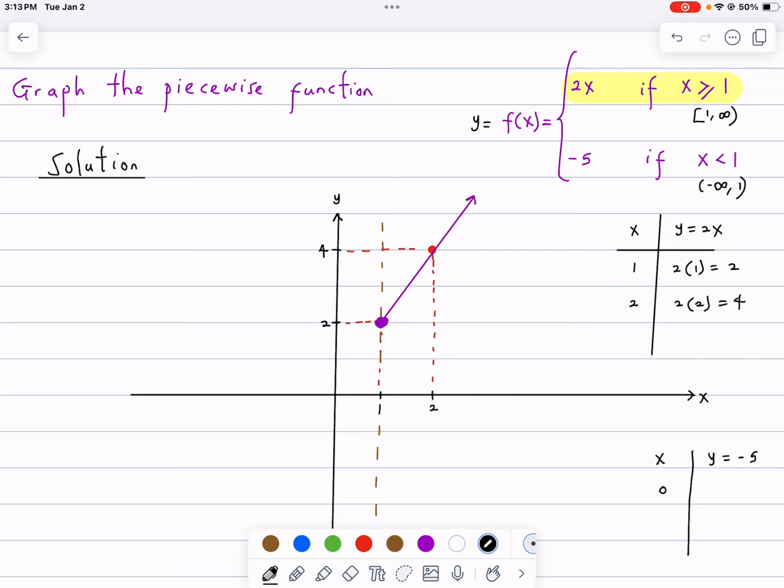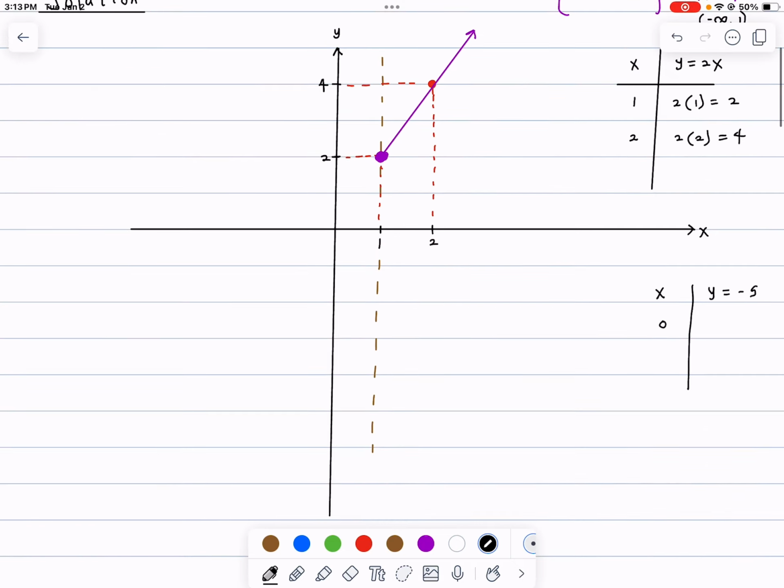So that means in that interval, 0 is in that interval, -1 is in that interval, -2 is in that interval. So I'm just going to take 0 and -1. If you look at this function, it is a constant function. There's no x. So when x is 0, my y is -5. When x is -1, my y is -5. If x is -2, my y will still be -5. So it's a constant function.